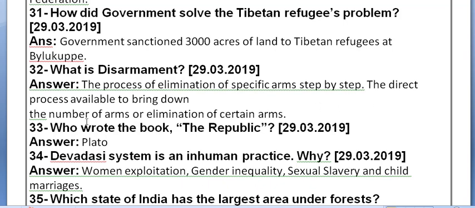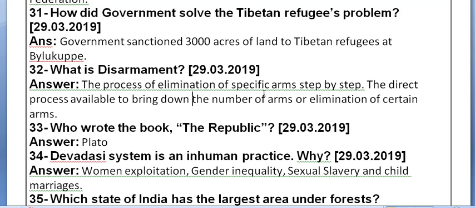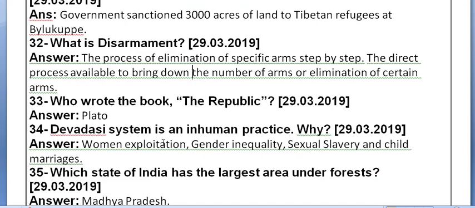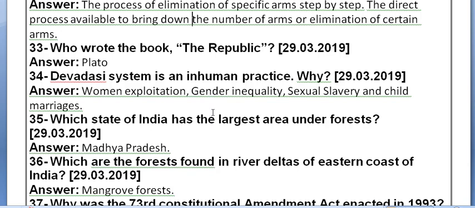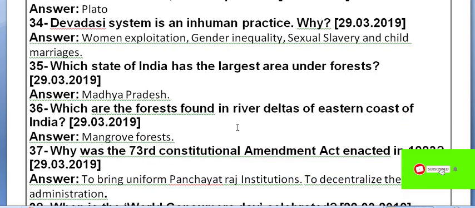The direct process available to bring down the number of arms or elimination of certain arms. Who wrote the book Republic? Plato. The Devadasi system is an inhuman practice. Why? Women exploitation, gender inequality, sexual slavery and child marriages.